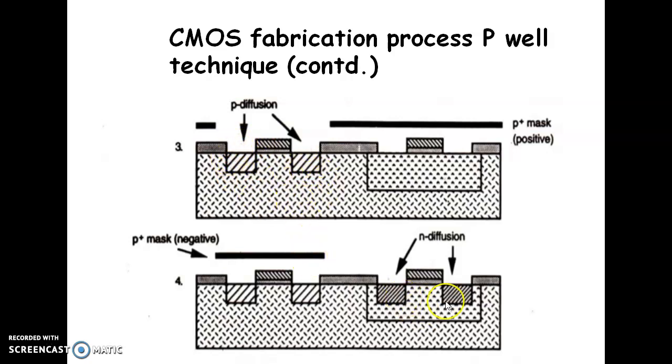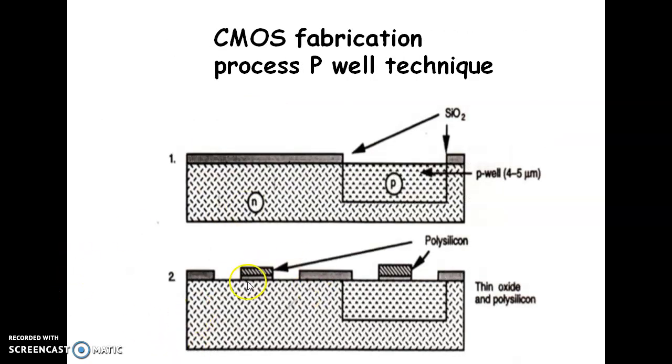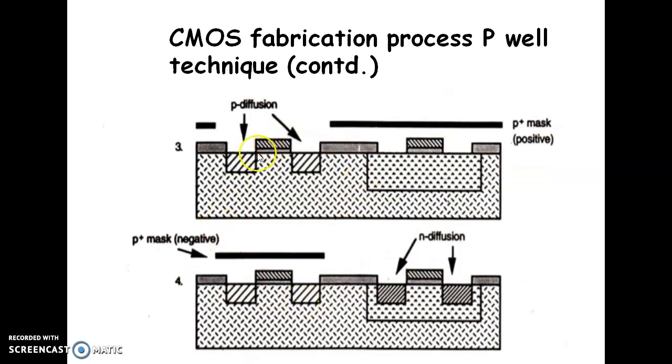Similarly we will repeat for N plus diffusion in the next step. Using the negative form of the P plus mask, we will define the areas where N type diffusion is to take place. So N diffusion is used for forming the source and drain of NMOS. P diffusion is used for forming the source and drain of PMOS. So gates are formed in the previous step, and beneath the gate a thin oxide layer is formed, and in the next step source and drain of PMOS is formed, and in a further step source and drain of NMOS is formed.